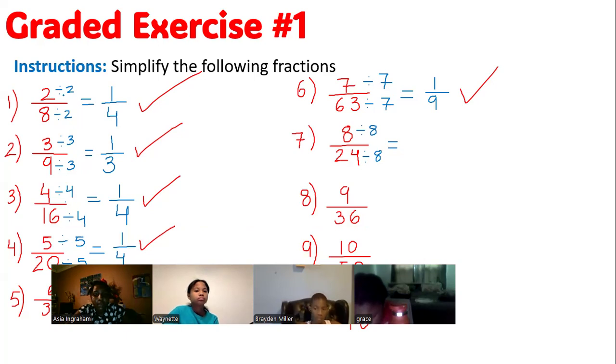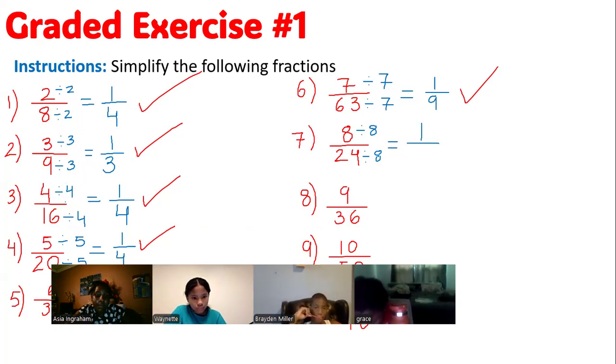Asia, any number divided by itself is 1. So 2 divided by 2 is 1. 3 divided by 3 is 1. 4 divided by 4 is 1. 5 divided by 5 is 1. 7 divided by 7 is 1. So what is 8 divided by 8, Asia? 1. That's going to be 1.